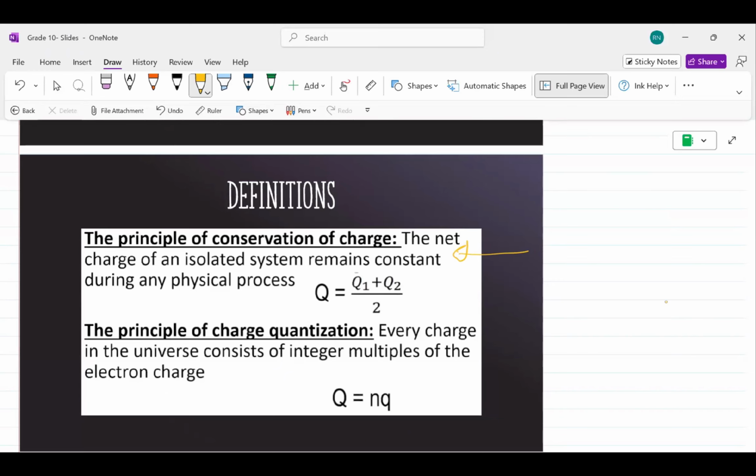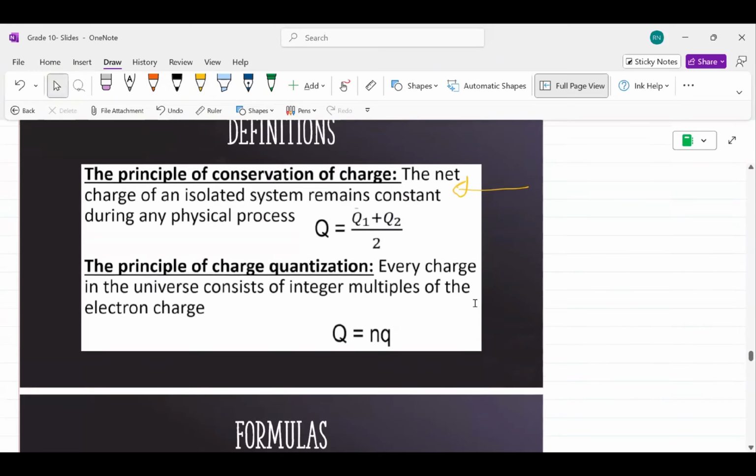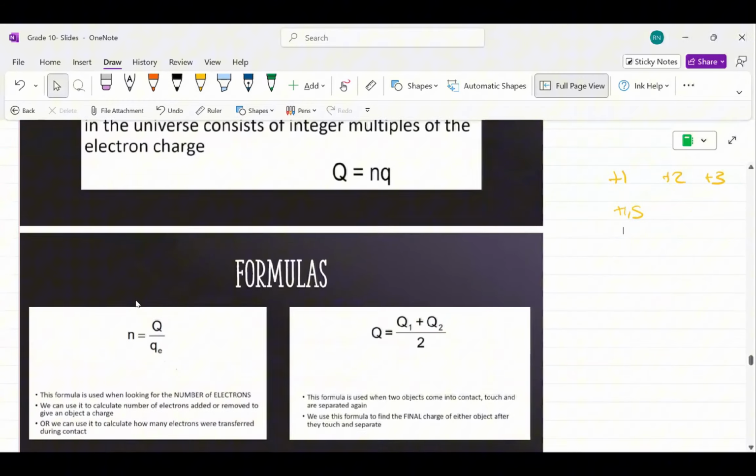And then the second one says that every charge in the universe consists of an integer multiple of electronic charge. This one is not as common, but it still needs to be known. It just means that we need an integer number of electronic charge. So we can only have +1, +2, +3. We can't have a +1,5 charge. We can't have that. So it always has to be an integer, right?